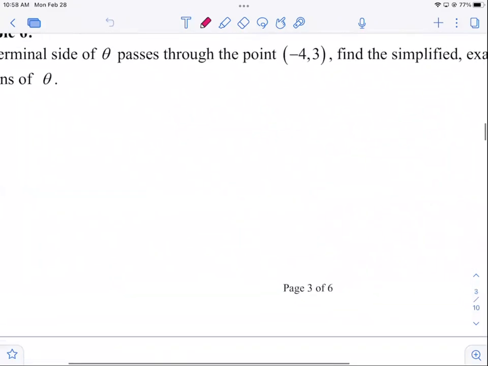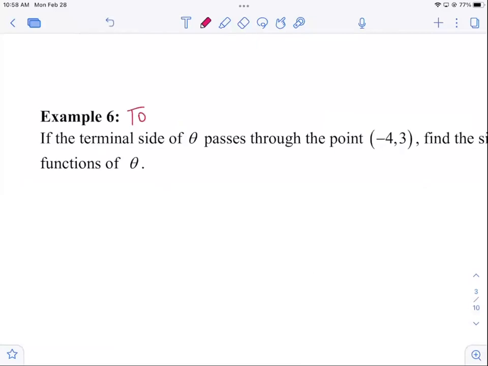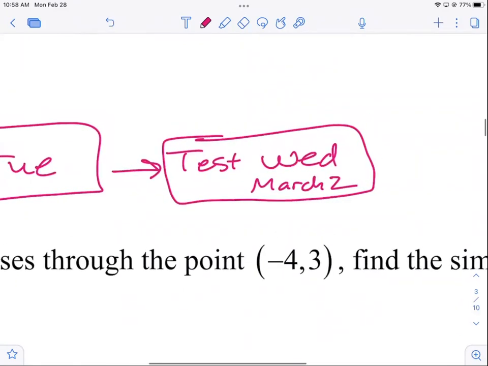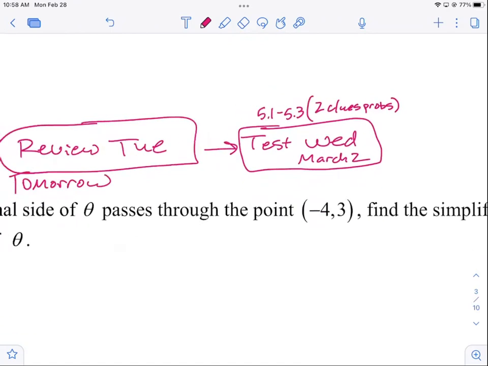Now, we're going to review tomorrow. So example 6, we're going to do tomorrow, and we'll start with example 6 for review. And then we're going to test on Wednesday. Yeah, because that's March 2nd. That's the second. It's an even day. We got other plans. It's going to be 5.1 through 5.3, heavy on the 2 clues problems. The quiz will be like your free response, and we'll review that tomorrow.